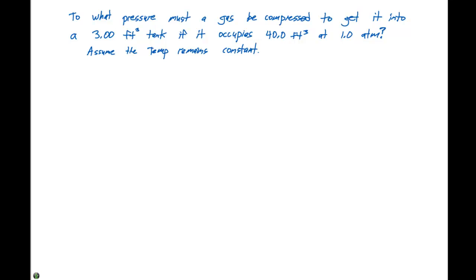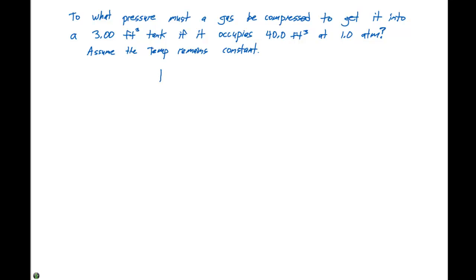So now we're going to work through a few example problems to illustrate some of our gas laws. And the first one asks, to what pressure must a gas be compressed to get it into a 3.00 feet cubed tank if it occupies 40.0 feet cubed at 1.0 atmosphere? Assume the temperature remains constant. So if we read through, this will be a direct application of Boyle's law.